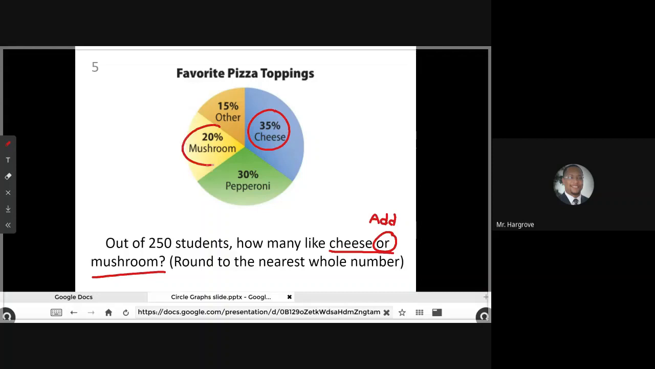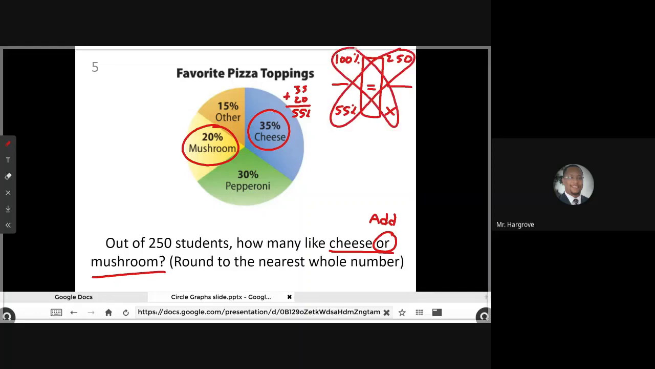So we got cheese, we got mushroom here. We need to add up that 35 and the 20. If I do 35 plus 20, it gives me 55%. So that is the percent that I'm going to use in my percent bar. We have 100%, and we're going to keep our percents over here. So we're going to say this is 55%. 250 is still going to be that number that represents the total number of students, and X right here. Same process. We're going to cross multiply and solve for X.